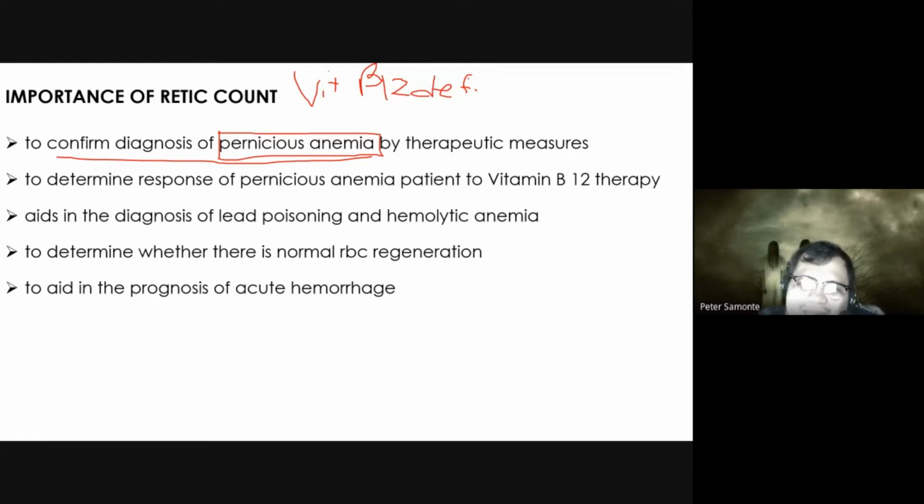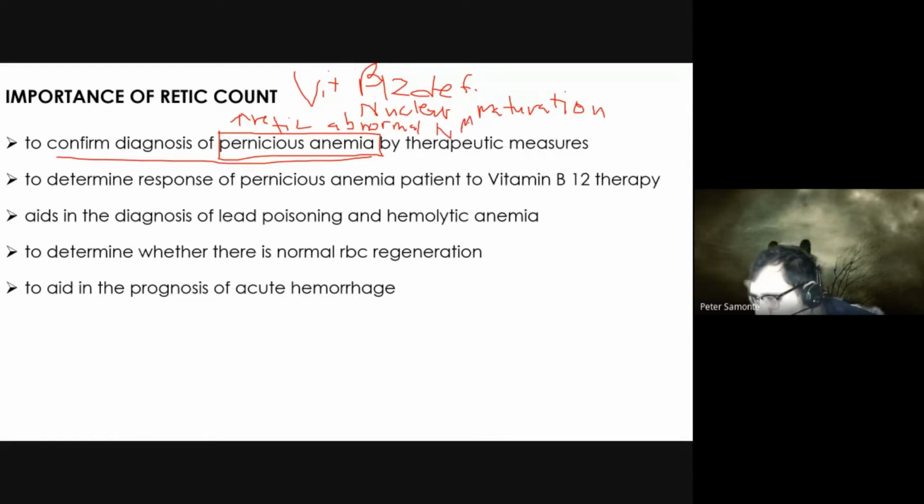Okay. Your vitamin B12, class, is responsible for nuclear maturation. Kaya nga, di ba, kapag meron kang pernicious anemia, increase ang retics mo because you have abnormal nuclear maturation. Hindi makapag-mature, your reticulocytes aren't able to turn into RBCs. Okay? So, meron kayong abnormal nuclear maturation sa vitamin B12 deficiency.